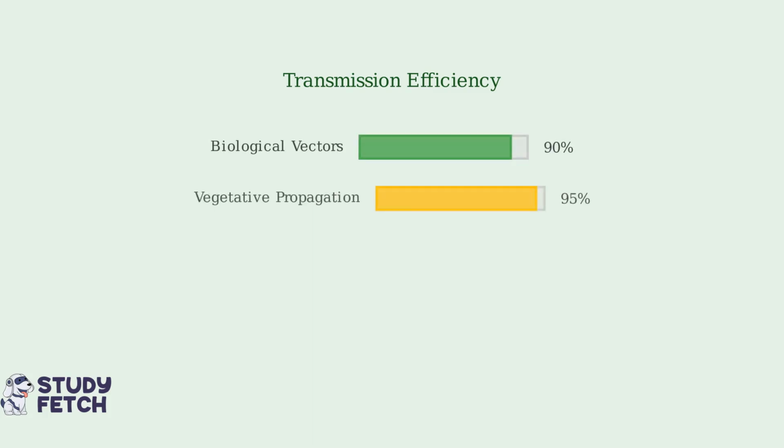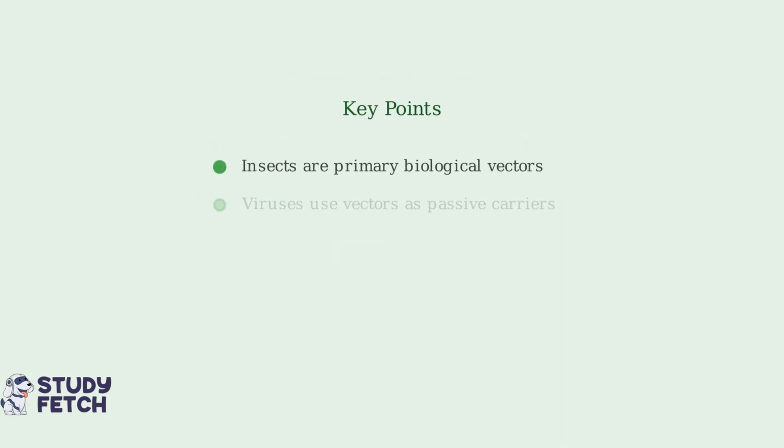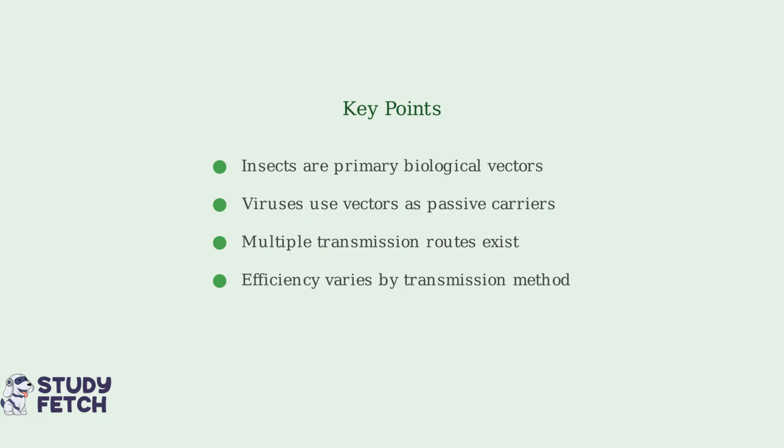The efficiency of virus transmission varies significantly between methods, with biological vectors and vegetative propagation being among the most effective. Understanding virus transmission is crucial for developing effective management strategies and preventing the spread of plant diseases.